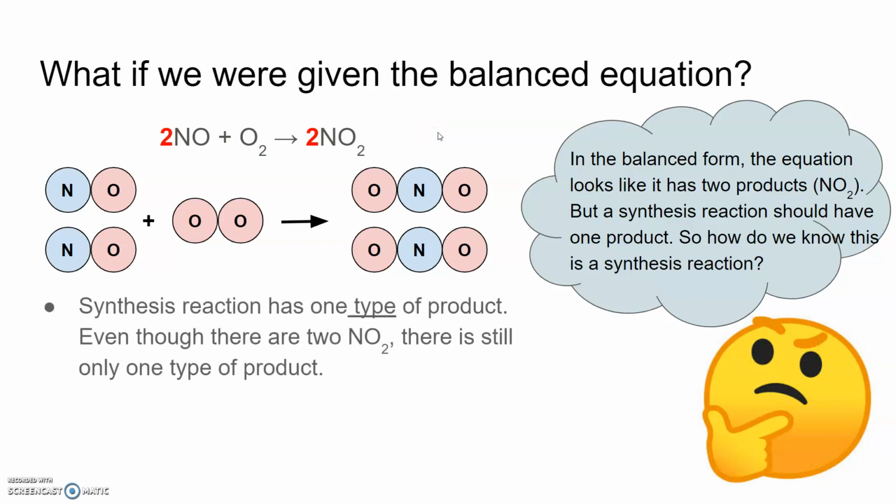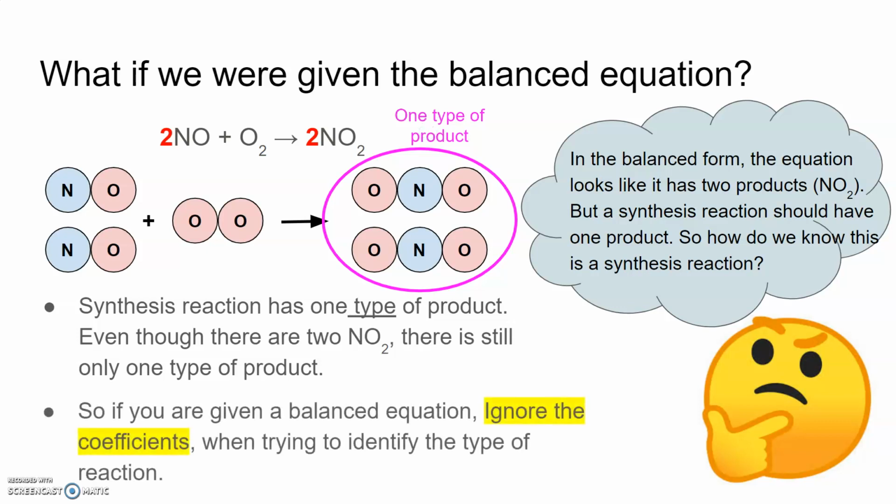The key thing is that in a synthesis reaction, it has 1 type of product. So even though there are 2 NO2s, there's still only 1 type. They're both NO2s, it's just 1 type of product here. So how would you deal with it if I gave you a balanced equation with coefficients in the front and asked you to identify what it is? The best thing to do is just to ignore the coefficients. Those coefficients that you see there, just blend them out of your mind. Just ignore them, or you can cross them out on a piece of paper and focus on the definition. So again, for a synthesis reaction, you have 2 or more reactants and 1 type of product.